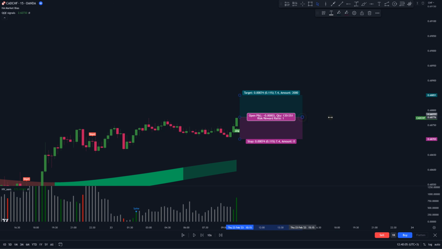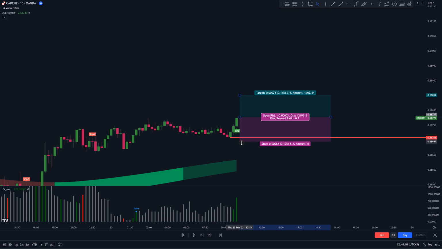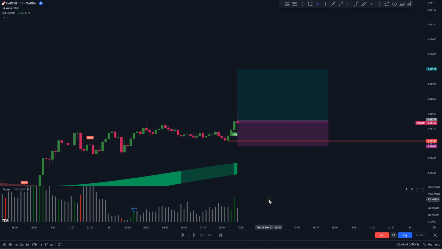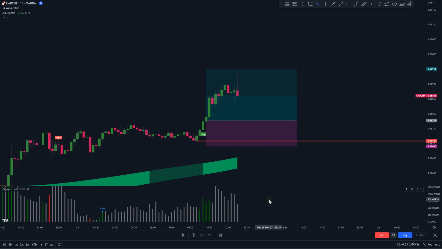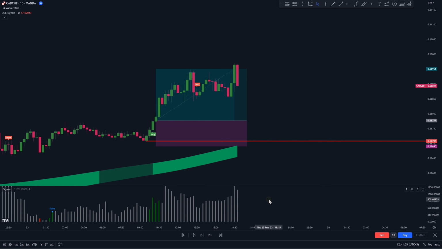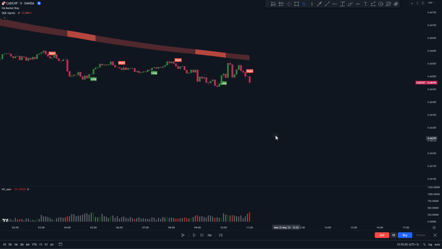The stop loss is going to be set below the most recent swing low. For the take profit, we're going to set it at 2 times the risk. We let the trade run and take profit.